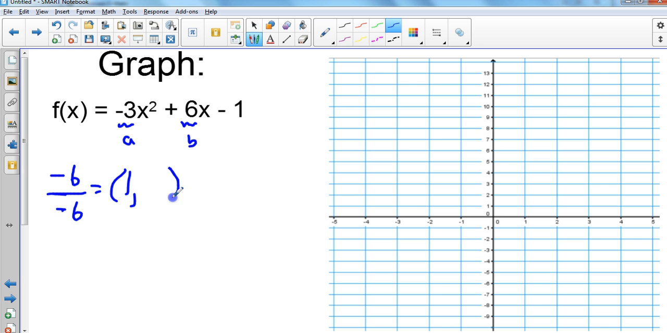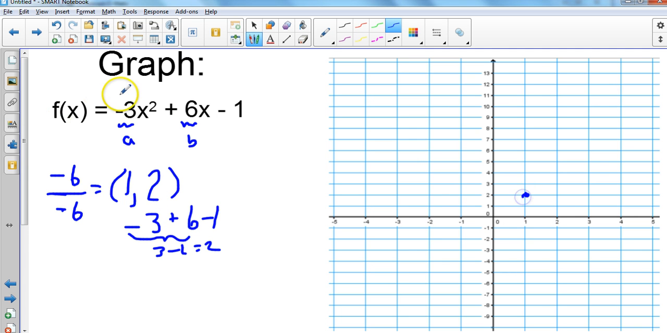To see what we get out, we take this value of 1 and plug it back into our equation. If we take 1 and square it, we get 1. 1 times negative 3 is negative 3, plus 6 times 1, which is just 6, and then minus 1. So negative 3 plus 6 is 3, and 3 minus 1 makes 2. So we know that our vertex is going to be at 1, 2.